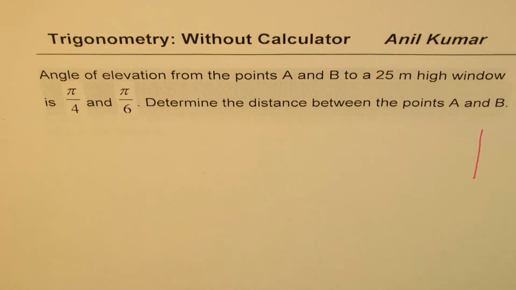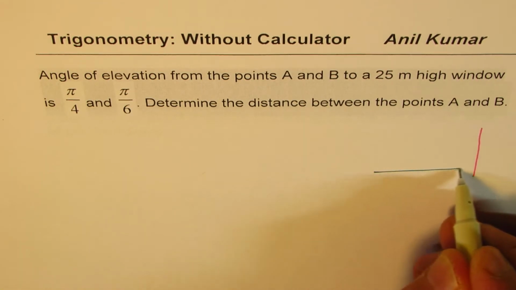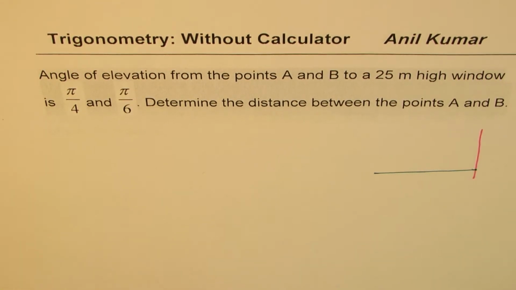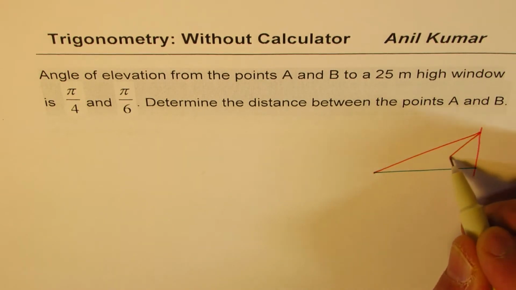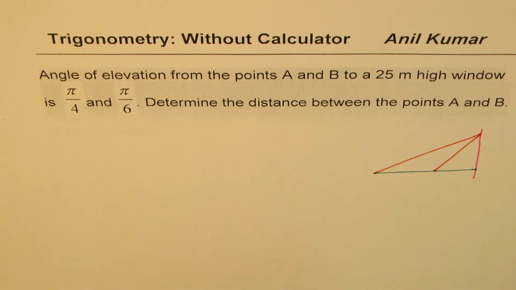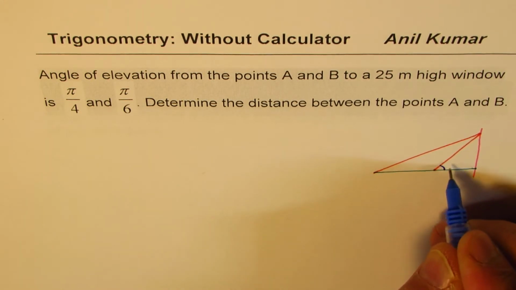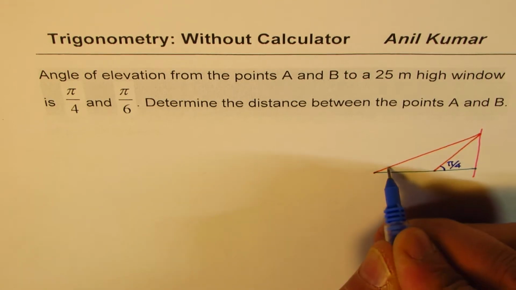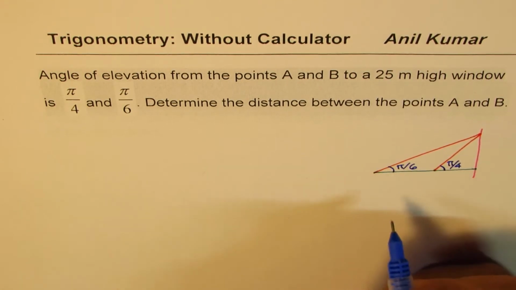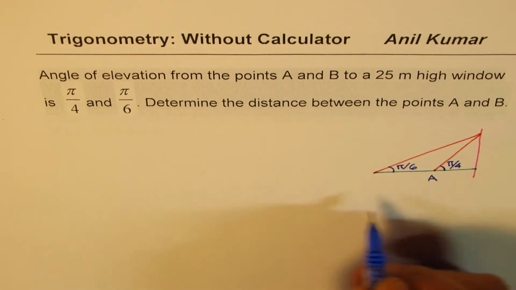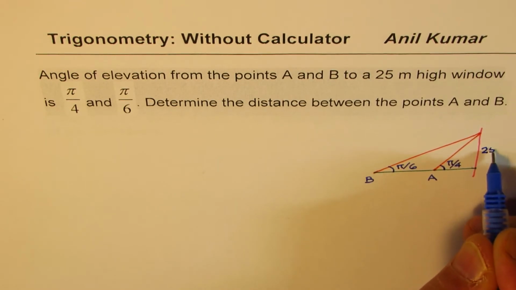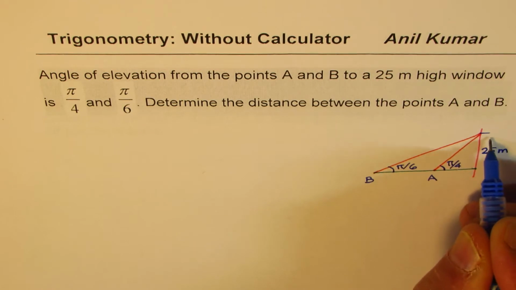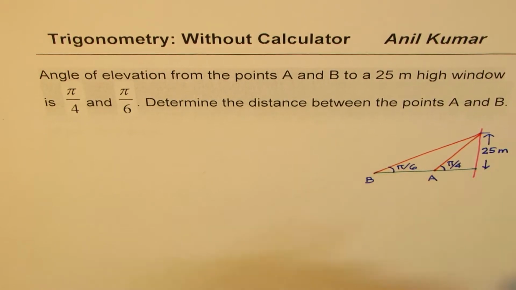So let us say that the points A and B are on the ground somewhere, right? And the angle of elevation is kind of like this. So we can say that it is pi by 4 and pi by 6 from points A and B respectively. So this is A and this is B. You have to find that distance when we are given this height as 25 meters, right?